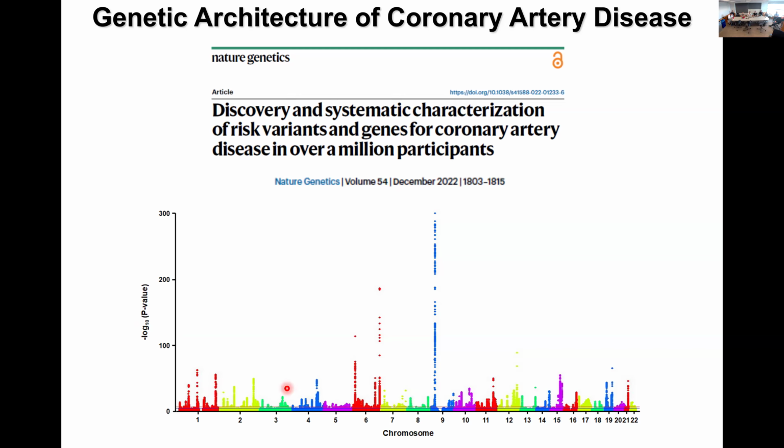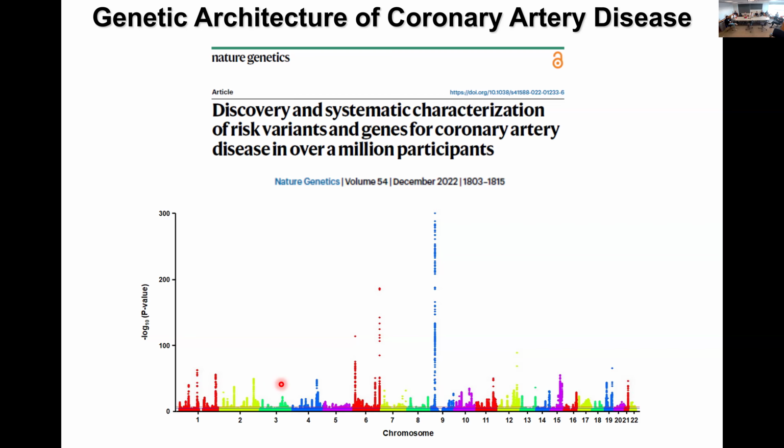And each of these dots represents a SNP or a genetic variant that has been tested for association with coronary disease. So here we have about 10 million dots, meaning we tested about 10 million variants, or not we, but the authors of this study. This was a large consortium effort. And what you see here is that there are about 300 regions of the genome that are significantly associated with coronary disease. So you can say that there must be 300 genomic regions that influence risk of coronary disease. That's as of 2025.